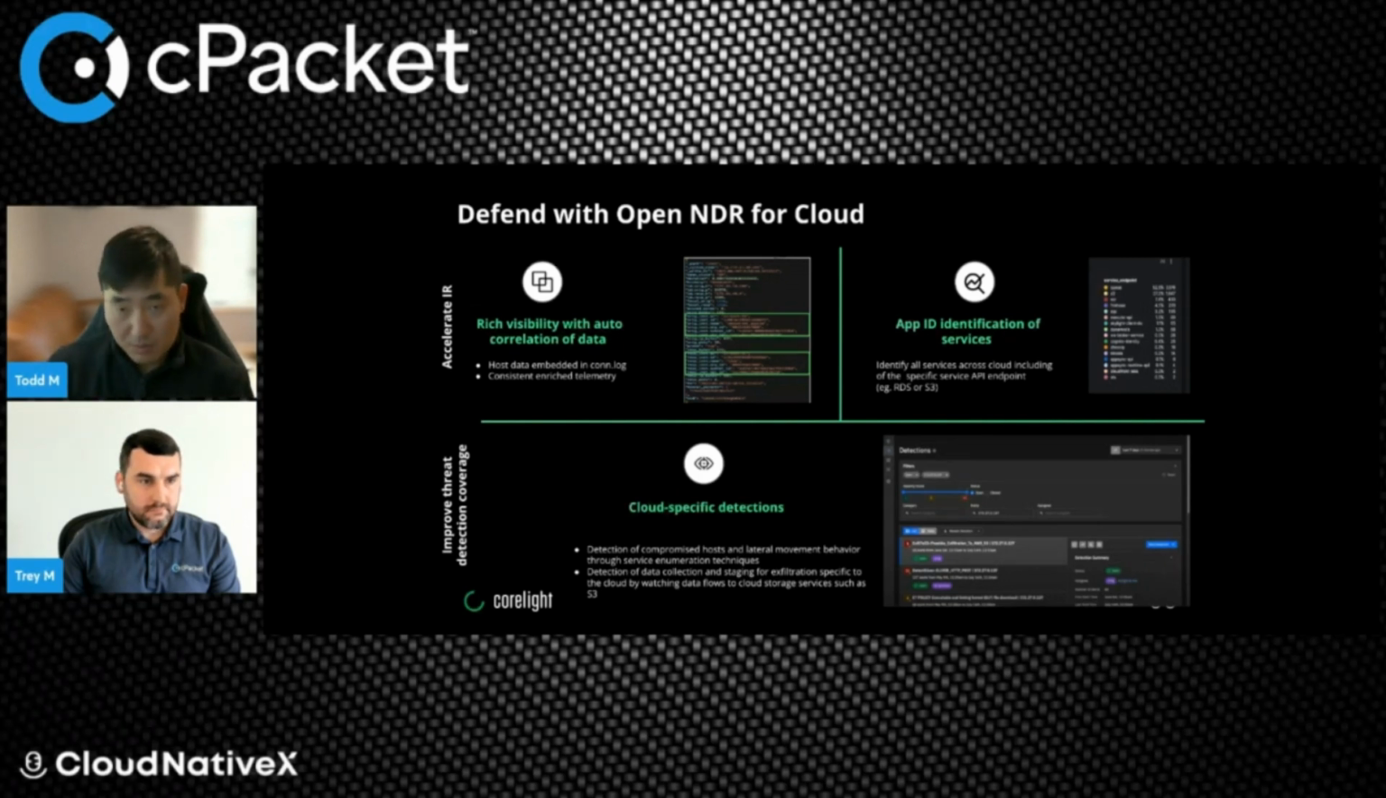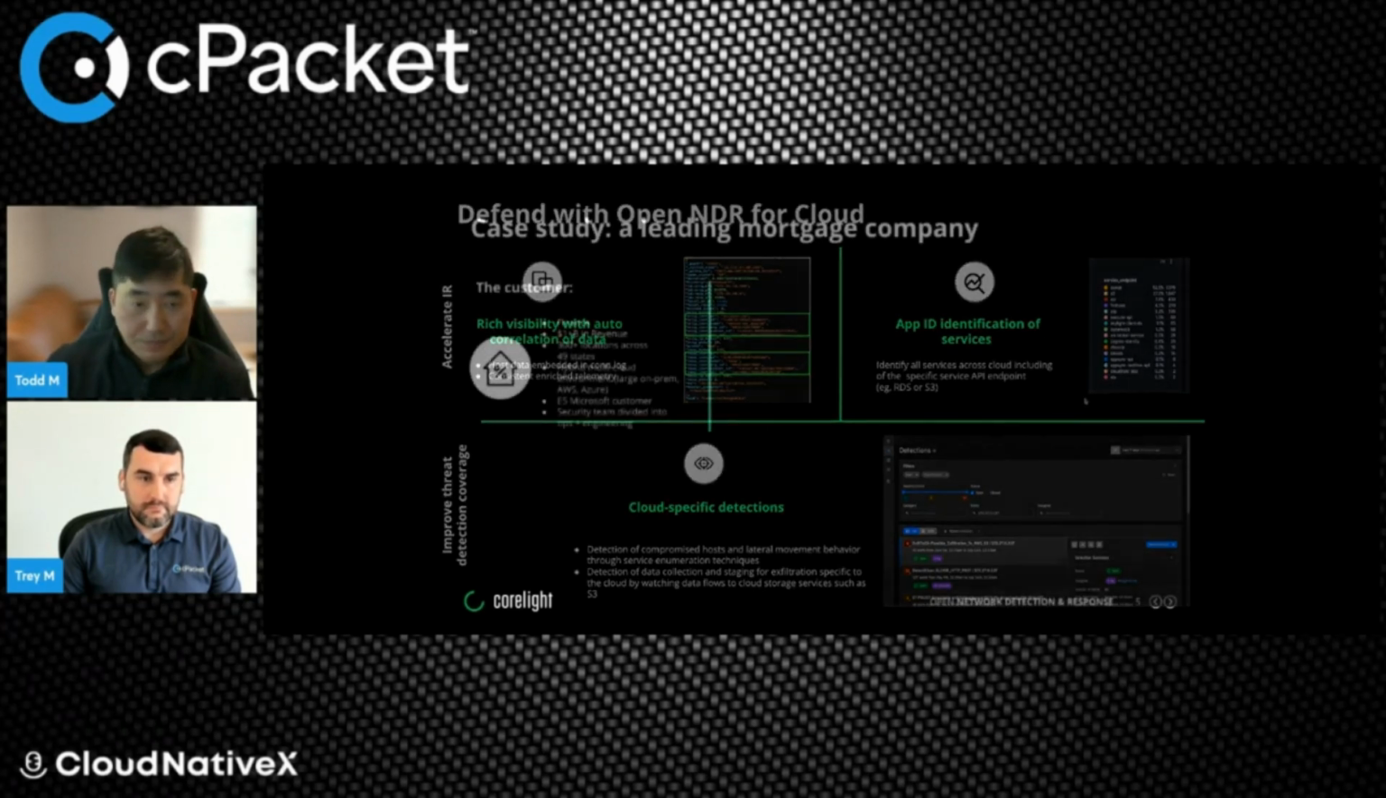These are just two examples of what you can do from the network layer with a well-implemented, well-deployed set of tools like Corelight and cPacket that can help you build your security posture inside of a cloud environment.